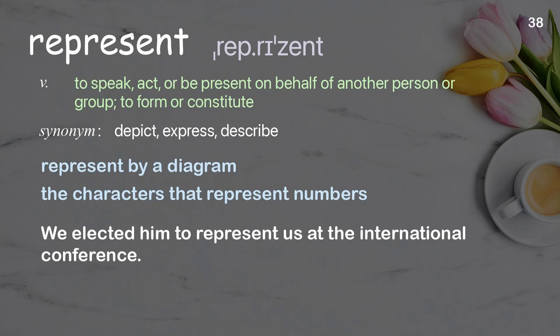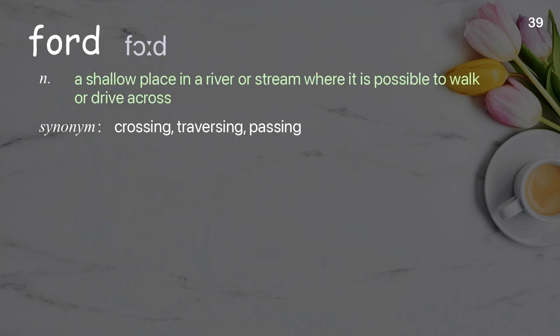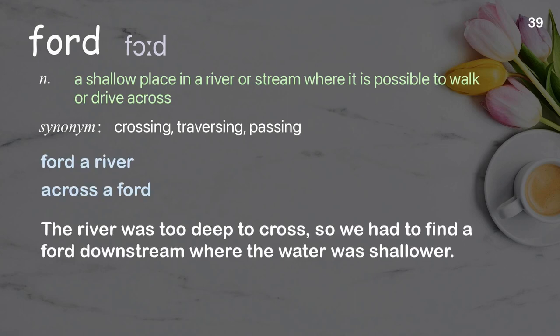Ford. A shallow place in a river or stream where it is possible to walk or drive across. Examples: ford a river, across a ford. The river was too deep to cross, so we had to find a ford downstream where the water was shallower.